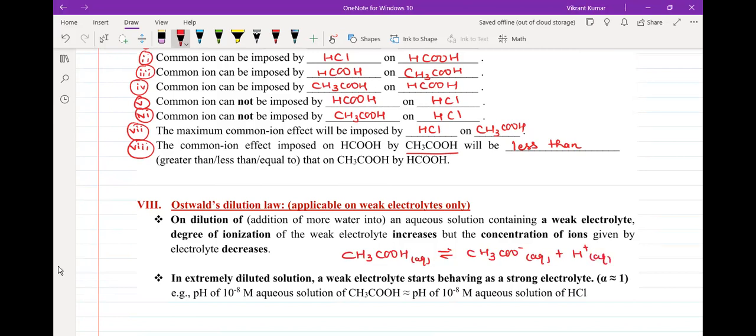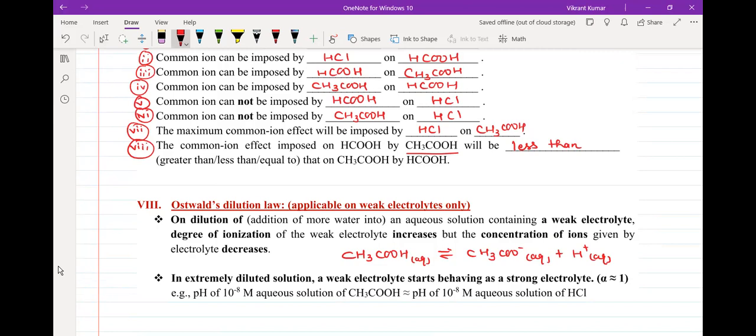पानी ऐड कर दूं, शिफ्टिंग किधर होगी? वाटर ऐड करने से शिफ्ट किधर होगा? Forward. फॉरवर्ड डायरेक्शन। व्हाई? वाटर ऐड करने से backwards, no?